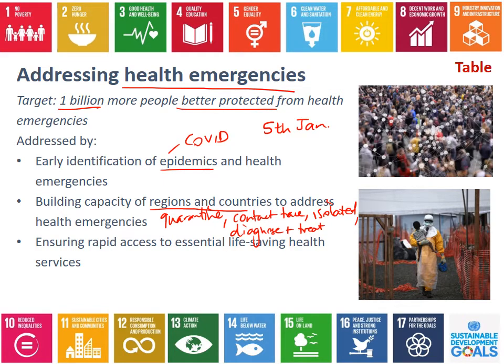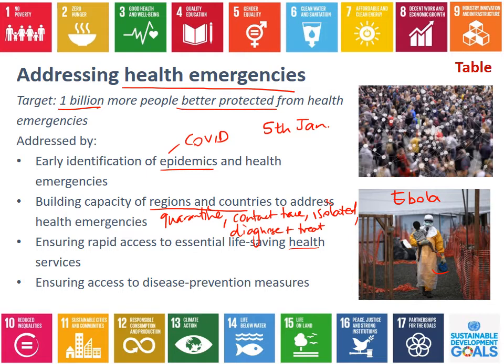Ensuring the rapid access to essential life-saving health services. So an example of this would be the Ebola outbreak in Africa a few years ago. This was a really, really deadly disease, and it required a lot of equipment and trained personnel that just weren't available in those countries. So the World Health Organization would be responsible for getting doctors from other countries, getting all of these suits, getting all the supplies and sending them to countries where they're needed.